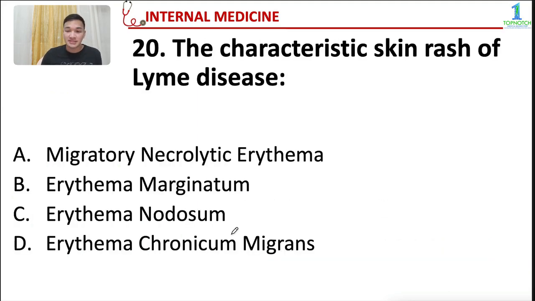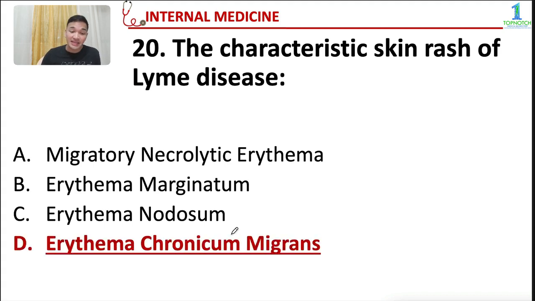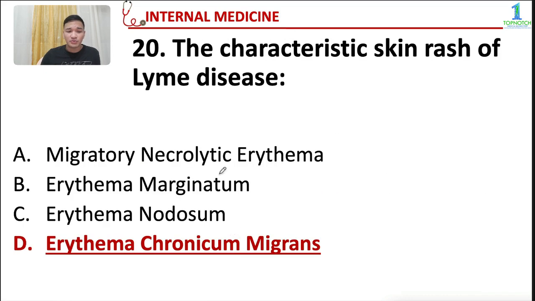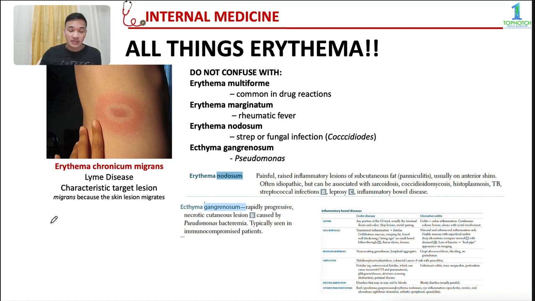Number 20, the characteristic skin rash of Lyme disease is letter D, erythema chronicum migrans. Okay, so you have to know kung ano yung difference nitong mga erythema na to. Okay? So ang erythema multiforme is for drugs, marginatum is for rheumatic fever, nodosum is for these infections, and gangrenosum, ecthyma gangrenosum is for Pseudomonas. Now, hindi lang itong infections na to ang pwedeng mag-cause ng erythema nodosum.